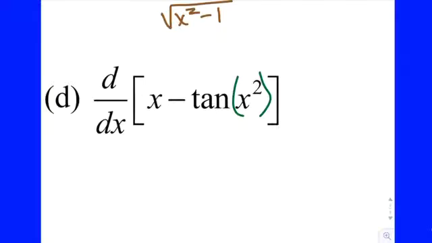So now we'll take the derivative of the first term. That's just 1. And then minus tangent of blob. What's the derivative of tangent of blob? Yeah, secant squared of the blob.